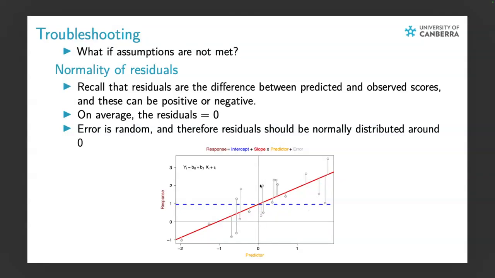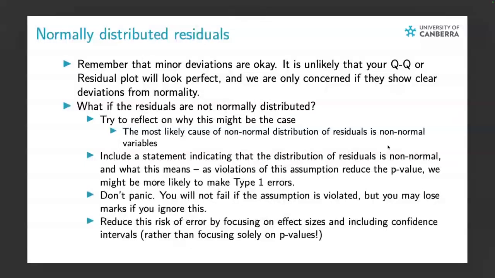So again, this diagram here is from the lectures, to show how you have data points, you have your line of best fit, and these are the predicted values. And so the residuals are the difference between your data points and the predicted values. And on average, you want the average residuals to equal 0. Error is random, therefore residuals should be normally distributed around 0.